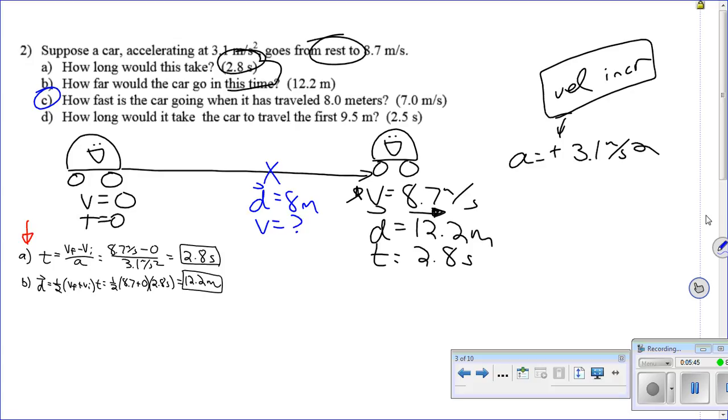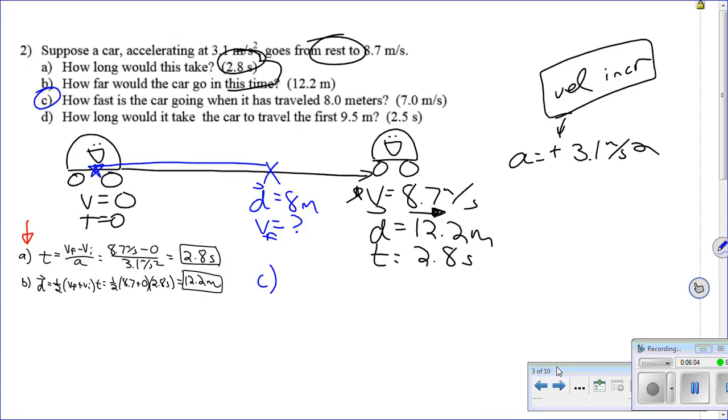So we're looking at a new time interval now. Question C wants to know the final velocity at the end of the time that it took to go through a displacement of 8 meters. So my displacement goes from here to here. So for part C, you're going to start, as always, by writing down what you know. So here's what we know. I know that my initial velocity is 0. I know that my acceleration is still 3.1 meters a second squared. I know that my displacement is 8 meters. And I'm looking for my VF.